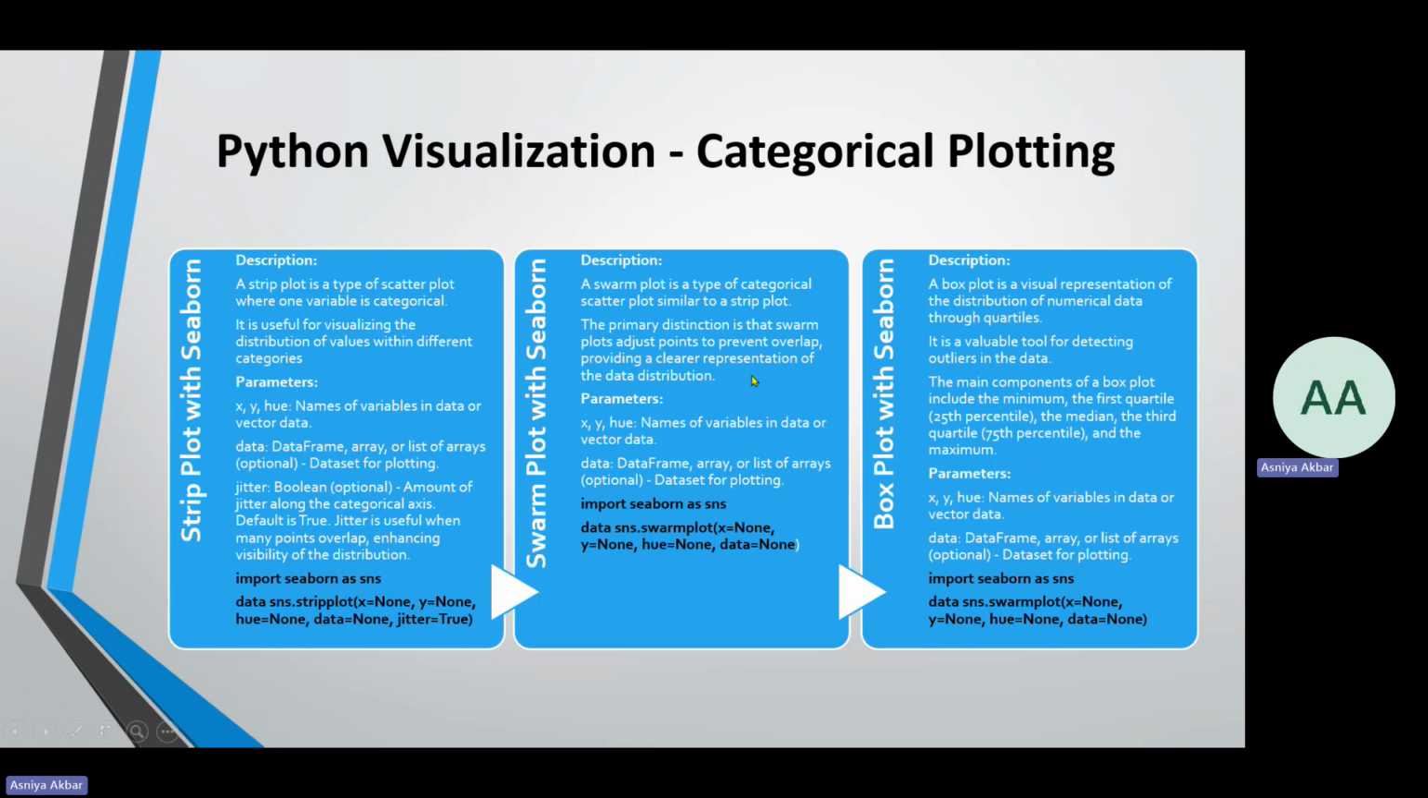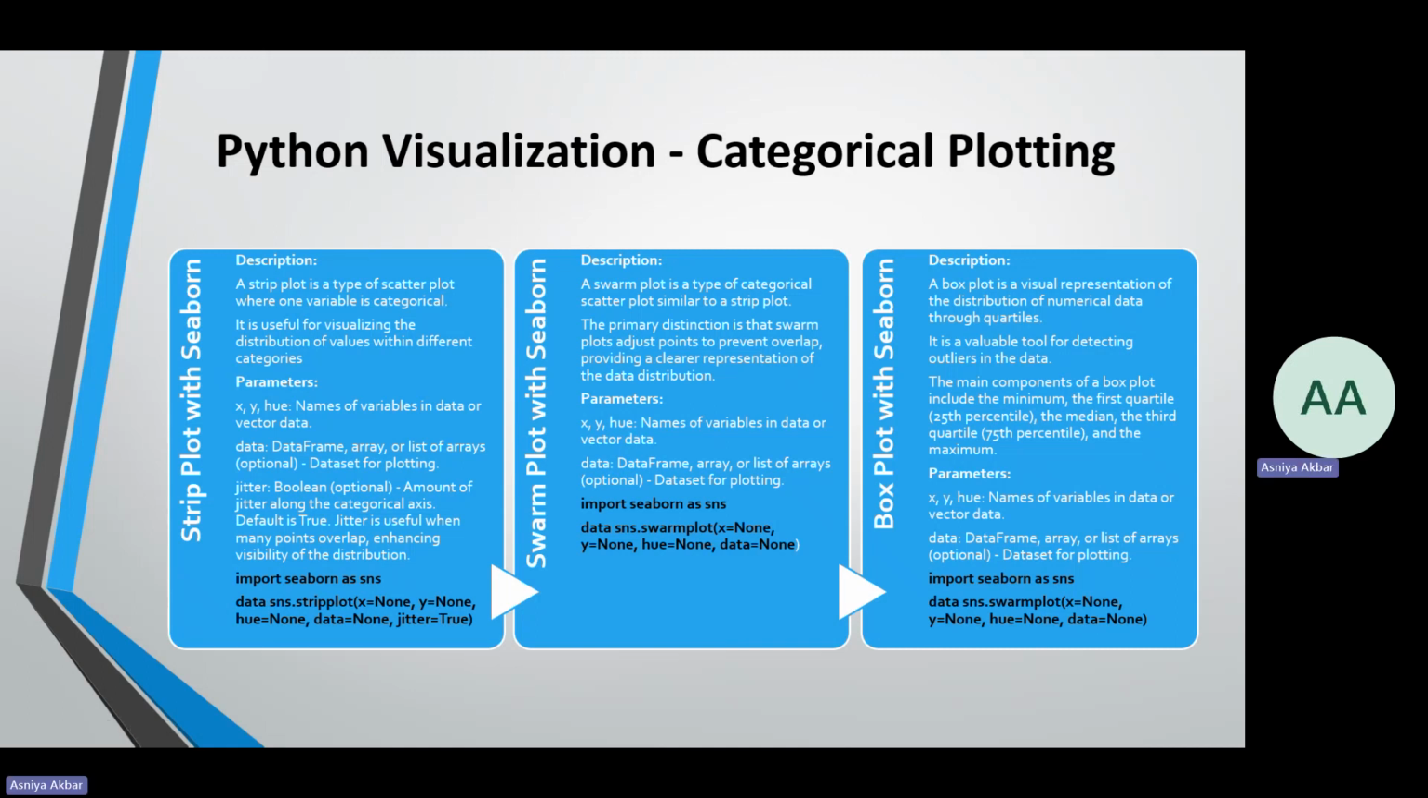Next up, we have the swarm plot. So a swarm plot is a type of categorical scatter plot similar to a strip plot. The primary distinction is that a swarm plot adjusts points to prevent overlap, which provides a very clear representation of your data distribution. And then, as you can see here, to use them, you have to import Seaborn as an alias, and then use the function swarmplot along with the name of the library, which is sns in all of these cases.